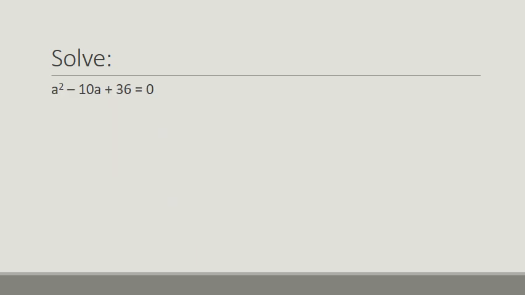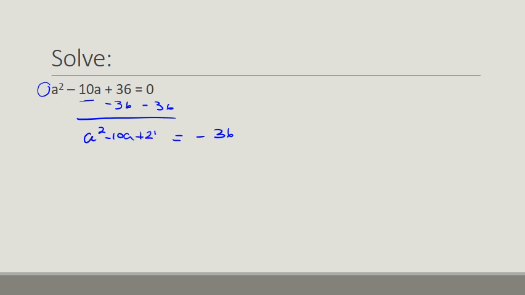Okay. In this case, this one looks like it can be factored, but there are no factors of 36 that add to negative 10. Because there's nothing in front of the a squared, and the middle coefficient is even, this makes it a fairly simple problem to complete the square. So I'm going to subtract 36 from both sides, and I'm going to get a squared minus 10a equals negative 36. And now I'm going to take half of my 10 and square it.